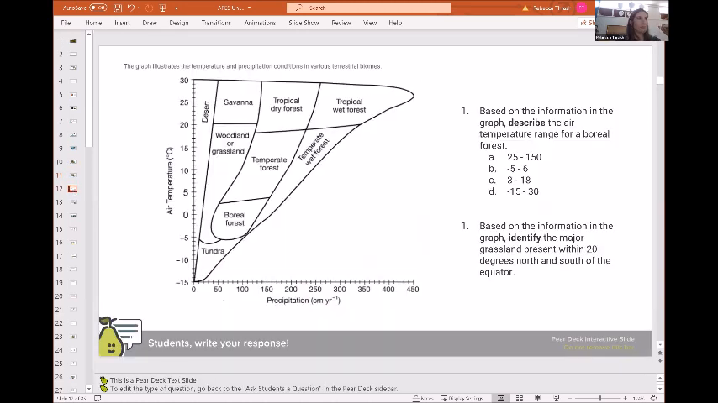Okay. So now that we've talked a little bit about biomes and you remember a little bit about that, let's practice with a question that you could see on the AP exam. There's two parts to this. One, you want to describe the air temperature range for a boreal forest, also known as a coniferous forest. And then based on this graph, identify the major grassland present within 20 degrees north and south of the equator.